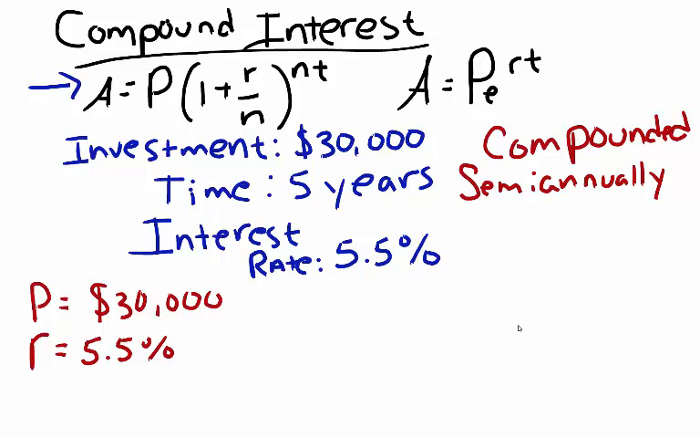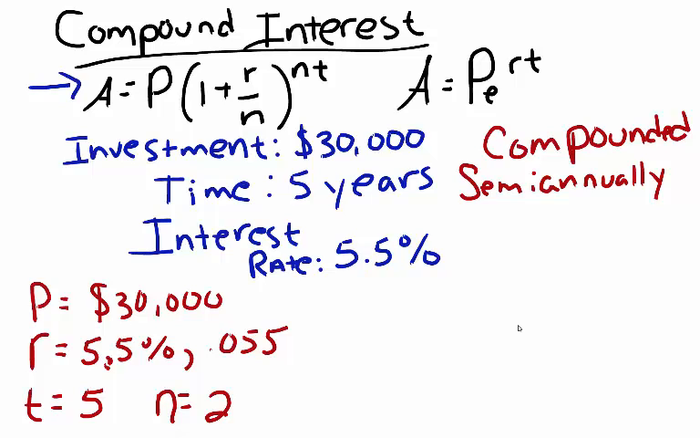And for this percentage, we're going to convert it to decimal form by moving our decimal 2 places to the left. So we'll write it as 0.055. Time is 5 years. And N will equal 2, and that will stand for semi-annually.